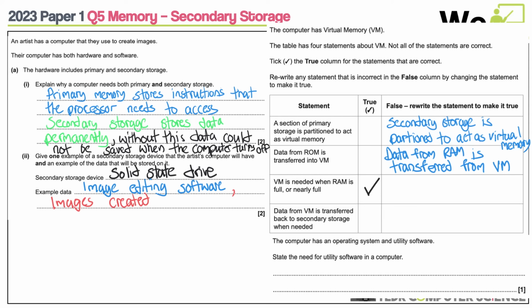Data from virtual memory is transferred back to secondary storage when needed. Now, this seems like it's correct, right? Because data from virtual memory is transferred back when needed, but does it transfer back to secondary storage? No, it's back to primary storage. Well, in this case, RAM. It's transferred back to RAM.